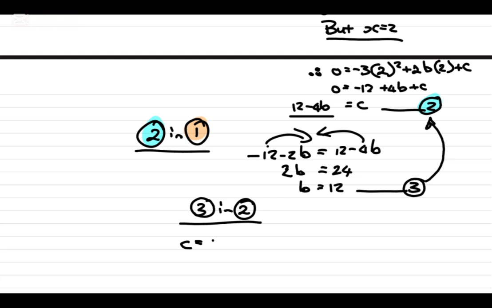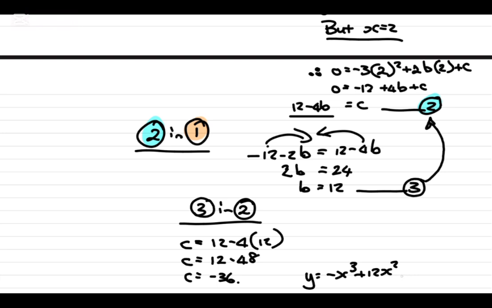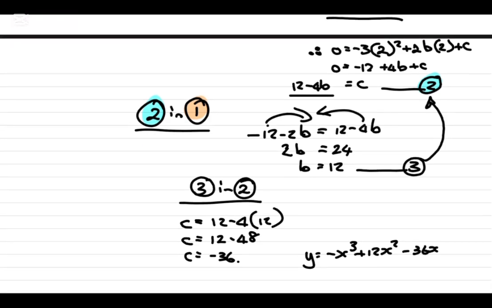So c equals 12 minus 4, and b is 12. So c equals 12 minus 48. So c equals minus 36. So I've got an equation of y equals, a has been given, so that's been given. b is my 12, plus 12x squared minus 36x, and then plus the d, which is obviously 0, but we're not going to write the 0.